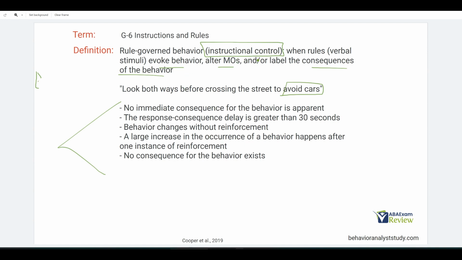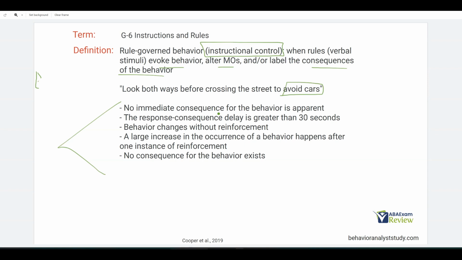That's why instructional control is so powerful, because when you are in, let's say, a clinical setting or in a home setting, you can tell the client what to do, or you can make a rule and they're going to follow that rule even if they don't contact a consequence.